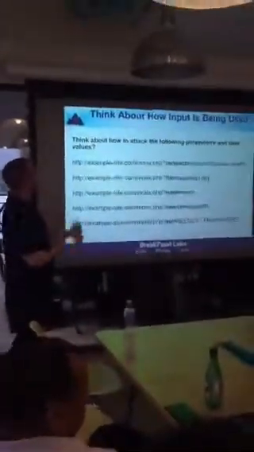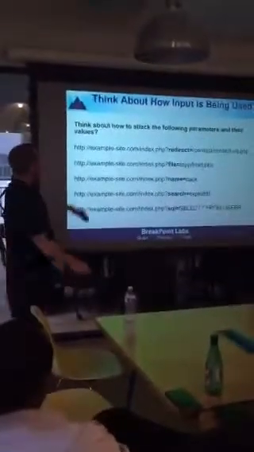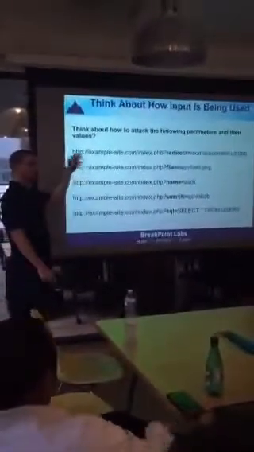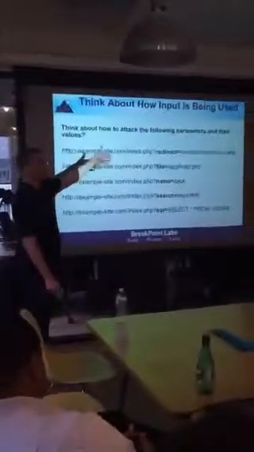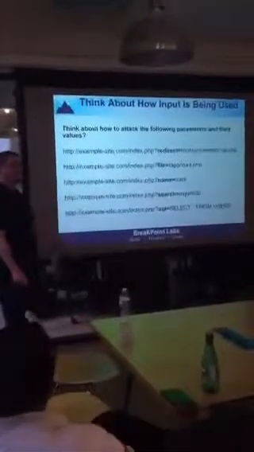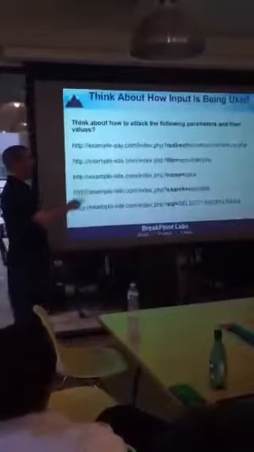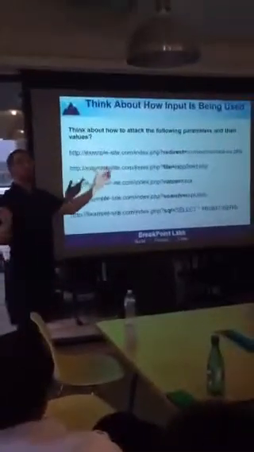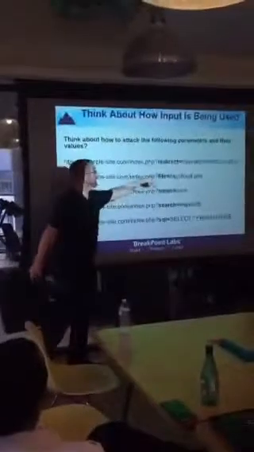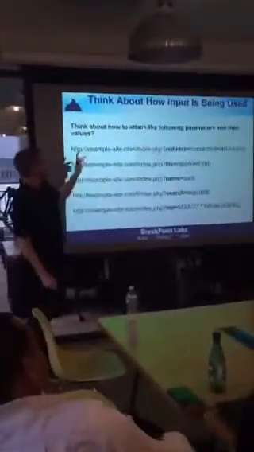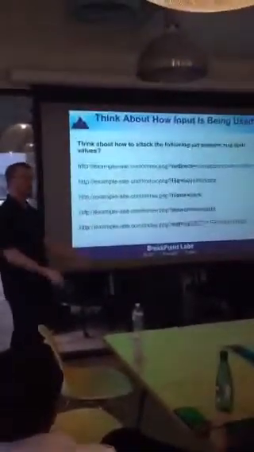So we want to think about how our input is being used. These are several different examples, and these are all different parameters you may see in the request line of just requests you make. So look for these redirects. Those could lead to open redirects. I always like to use google.com. So I would change this to https://google.com. Does it take me to Google? We got an open redirect.